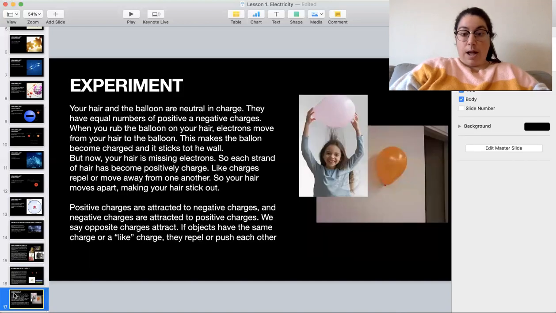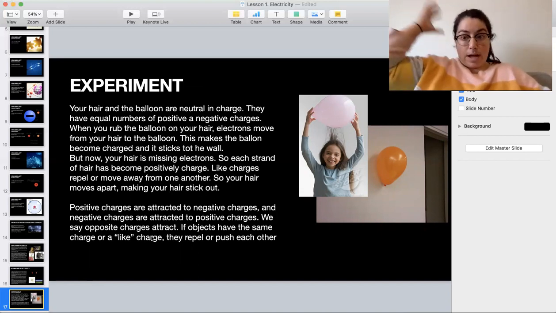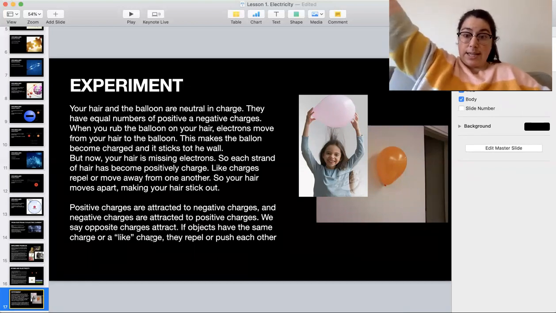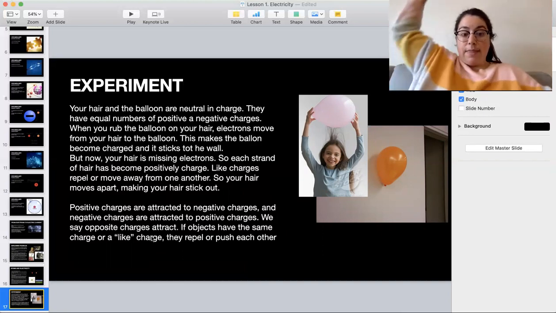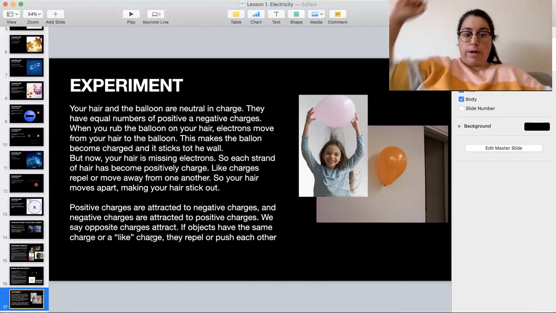And here I'm going to talk about a little experiment, okay? Your hair, that's the experiment that your lesson is talking about. You grab a balloon and you rub it on your hair, and then you can actually stick it on the wall, okay? And it stays there, and I'm going to show you in a moment. But when you do that, your hair starts to stick out, and the balloon sticks on the wall, okay? And why does this happen?